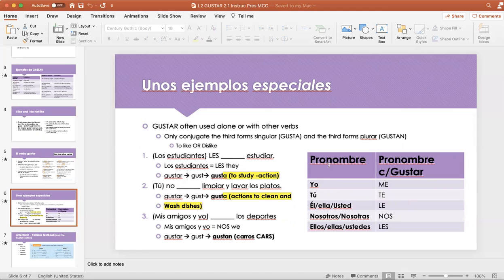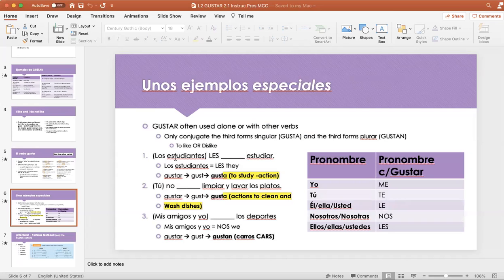So again, for normal verbs, we will use yo, tú, él, ella, usted, nosotros, nosotras, ellos, ellas, ustedes. But for the verbo gustar, we will not use these. We will use these instead. We will use me, te, le, nos, les. No option of not using these. These must always be used. So let's go ahead with this one here.